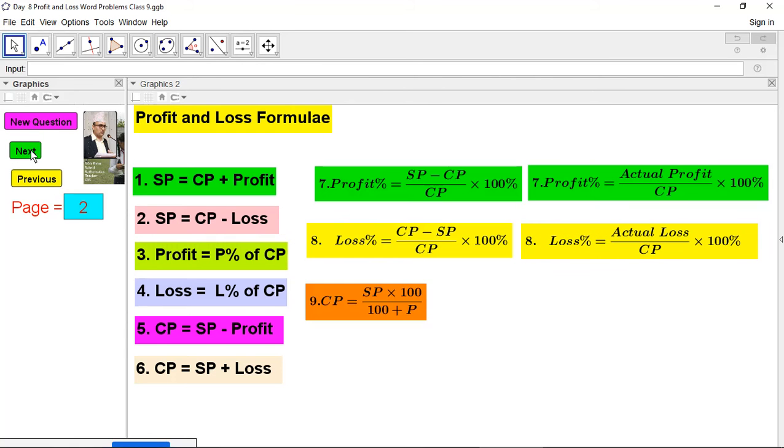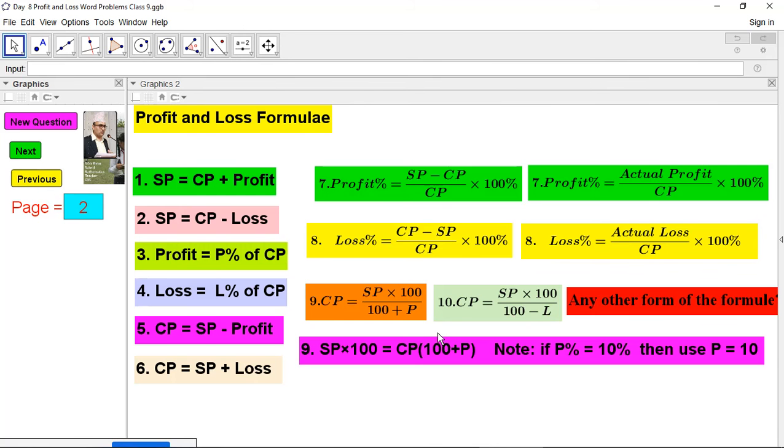And I found 9 formulae, and the 10th formula is a little bit confusing for my students. CP equals SP into 100 by (100 plus P), and CP equals 100 into SP by (100 minus L). So this is derived, and you can use it directly here. You need to keep the value of P percent and L percent. For that I changed this form, and here in this form you can see.